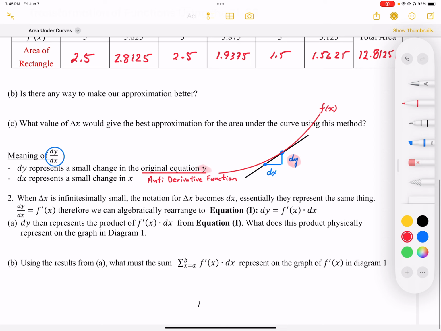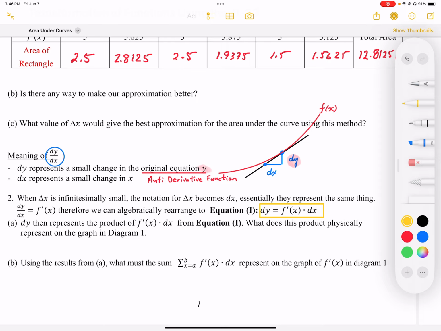Okay, so we've been using delta x, but if we let this go infinitely small, it becomes dx. So dx implies that delta x is going to 0. So we have dy by dx as our instantaneous slope, or f prime, and we can algebraically rearrange that expression. I can multiply both sides by dx, and when I do that, I'm going to end up with dy is equal to f prime dx. So the small change in the antiderivative function is equal to f prime times dx.